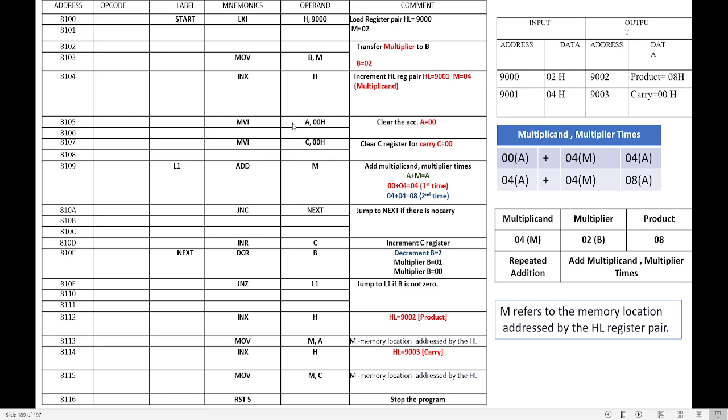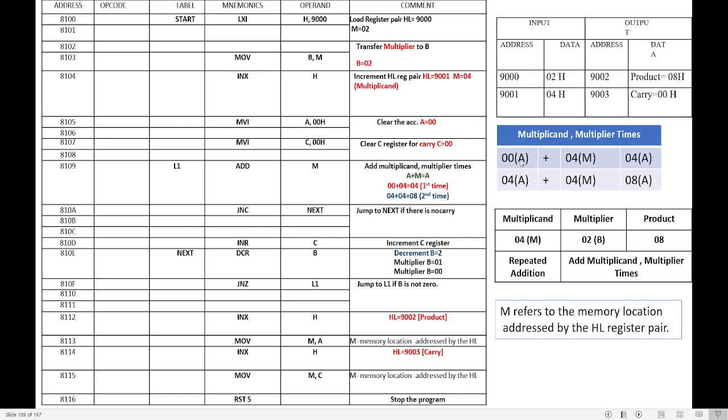So, MVI A, 00. I am clearing A to 00, so my A is ready with 00. What is the next step? MVI C, 00. If by chance there is any carry in the addition, that has to be loaded in the C register. So I am making the C value 00. Now what is ready?